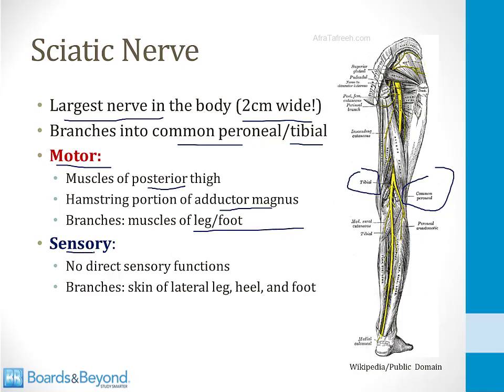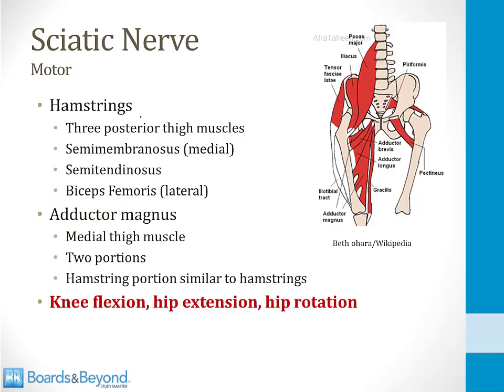In terms of sensory functions, the sciatic nerve has no direct sensory functions, but it gives off lots of branches that are sensory to the skin of the lateral leg and the heel and the foot. The easiest way to remember the motor functions of the sciatic nerve is to just remember that it innervates the hamstring muscles, and then if you know what the hamstrings do, you can answer questions about the sciatic nerve.